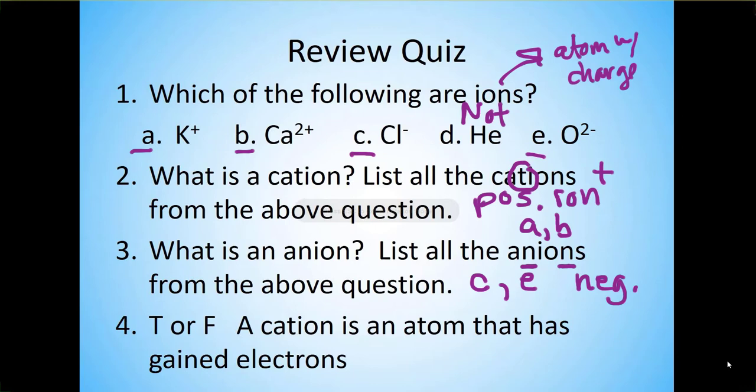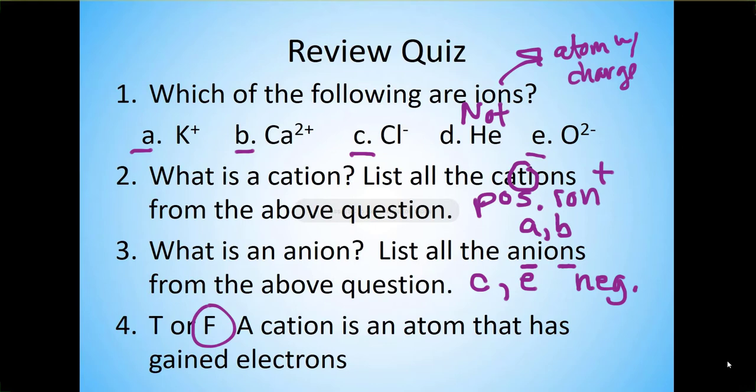And number four, a cation is an atom that has gained electrons. This is false. When you have a cation, that means it has lost electrons. So that's why it's more positive. So it was neutral, but negative electrons left, and so those protons are still there, and so it ends up with a positive charge.